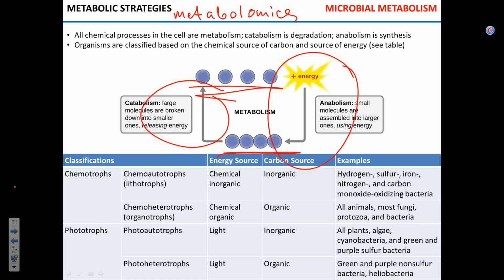Now, you mentioned energy, right? So we have to use something as the energy source. What do we use as the energy source? Mainly, well, mostly sugar. We can use fat. We can use food, right? So we use food as a source of energy.